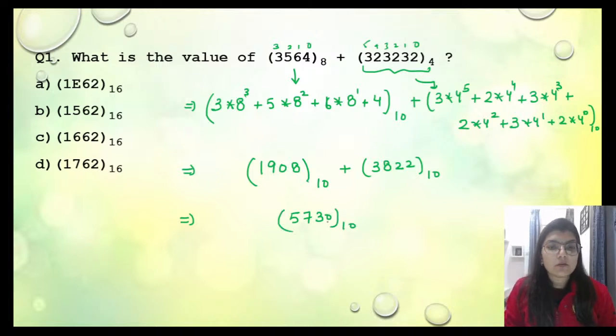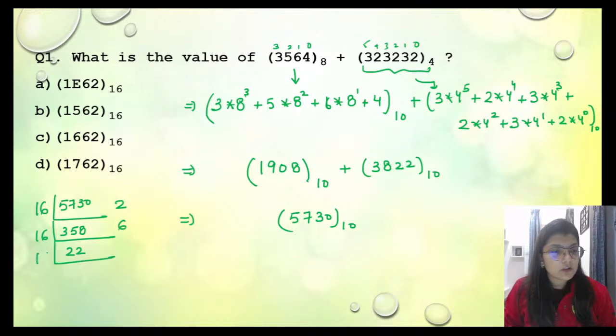Now I have to convert this decimal into hexadecimal because the answers are given in hexadecimal. So we have to convert 5730 into hexadecimal. I hope you all know how we convert. Dividing by 16, this will be 358 and the remainder will be 2. Then again divide by 16, you will get 22 and the remainder will be 6. Then again solving, you will get 1 and remainder 6. So the answer will be 1662 base 16. Yes or no?